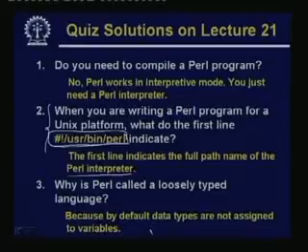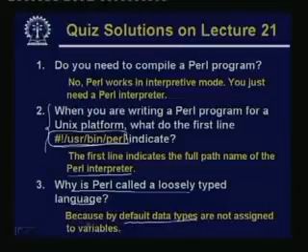Why is Perl called a loosely typed language? It is called loosely typed because the concept of data types is not present, and you are not defining any variable with any data type by default. So, whatever value you assign, the variable takes that particular data type.